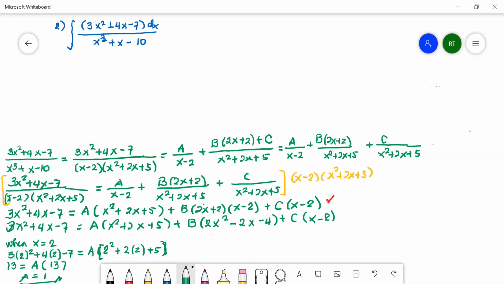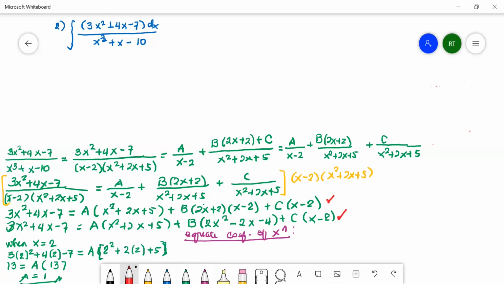Now we can come up with an equation by equating coefficients of x to the n. Okay, let me use other colors so that they will not mix here. So we will equate coefficients of x raised to n. And the technique here is to start with the highest power of x. And we are going to use the expanded form, the second one.